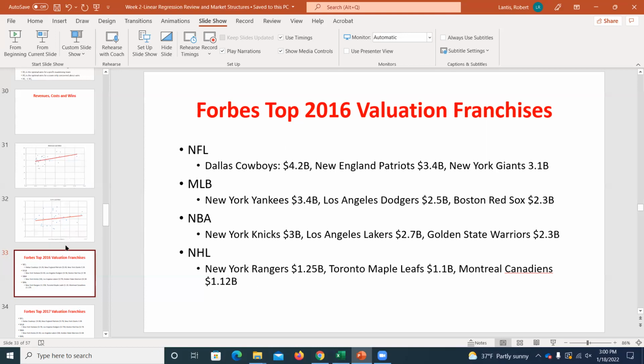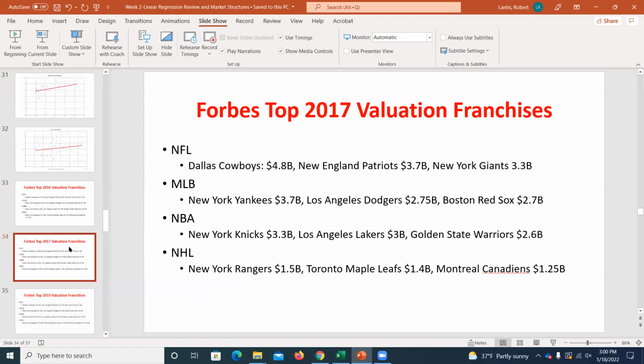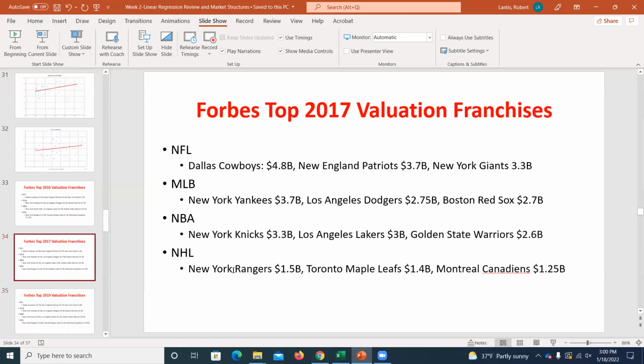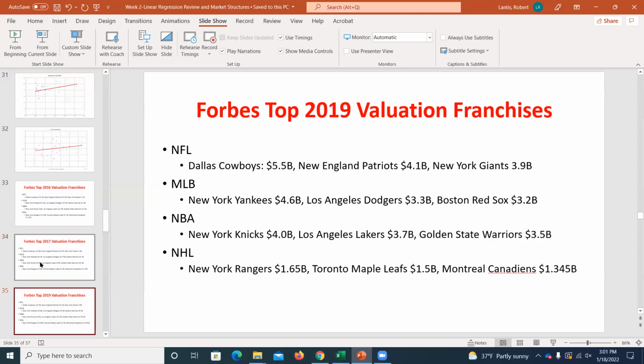Okay. Now, one thing that's kind of interesting, just look at the progression. I have been trying to gather this and put these together the last few years. So 2017, you'll kind of notice, I mean, inflation is part of this, but every league has kind of seen an increase. 2019, the valuations kind of continue to get higher and higher. Although you'll notice the NHL changes aren't near as large as the changes to the top three teams and the other three. So what, 4.8 went to 5.5, while 1.5 only went to 1.65.